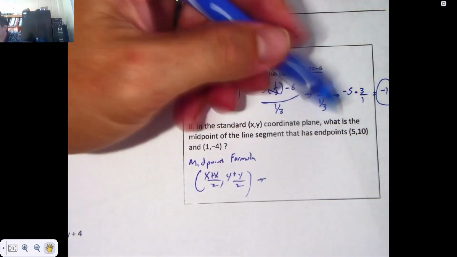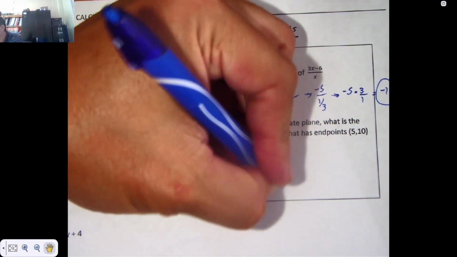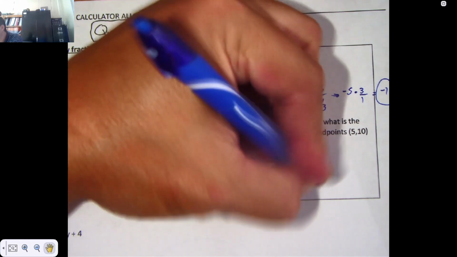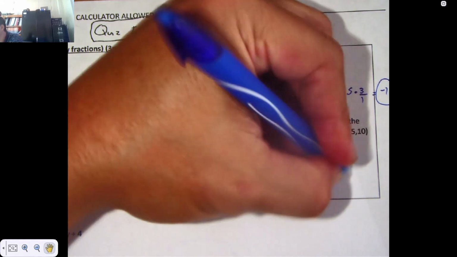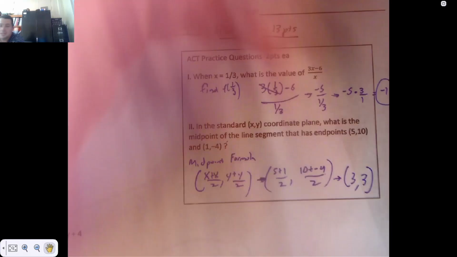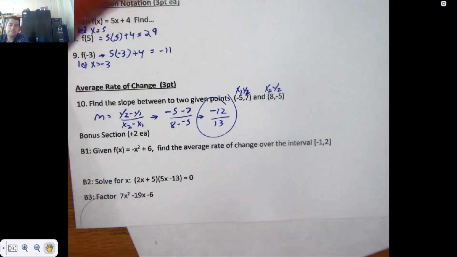But anyways, my x's are 5 and 1, so 5 plus 1 over 2, and then 10 plus a negative 4 over 2. 5 and 1 makes 6. 6 over 2 is 3. 10 minus 4 is 6. 6 over 2 is 3. Those came out to match. Probably don't on the quiz, but whatever. I just made up numbers. There you go. All right, down to the bonuses.